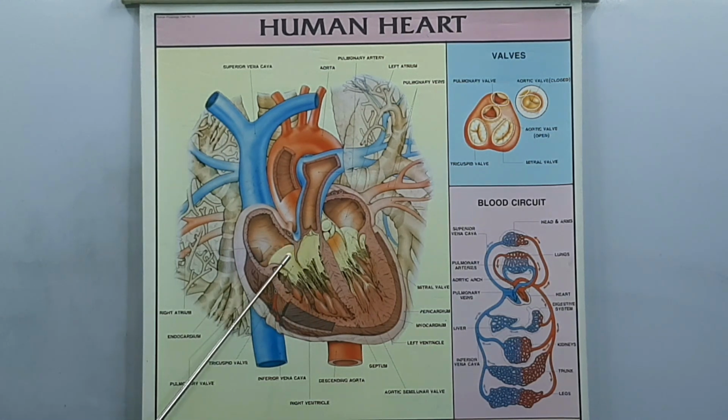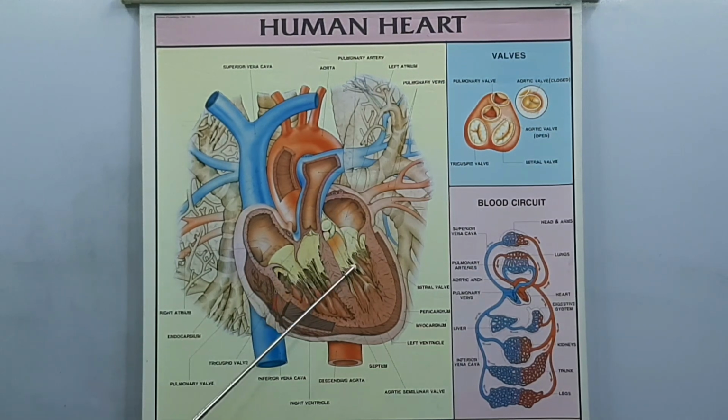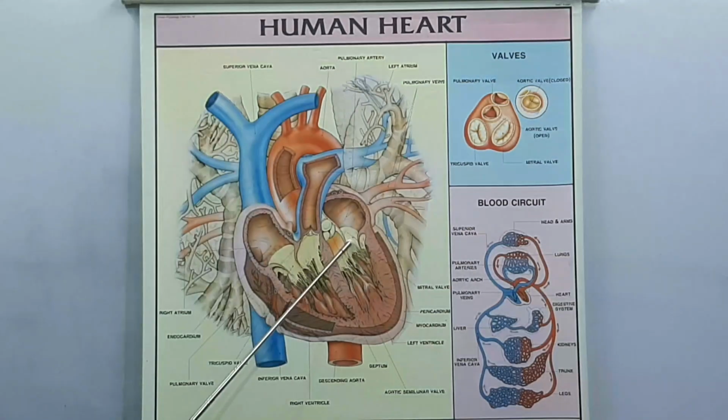Now about the valves. There are four valves present in our heart. Here, this one is the tricuspid valve. The tricuspid valve is located between the right auricle and right ventricle. That's why this valve is also known as the right atrioventricular valve. And between the left auricle and left ventricle, the valve is known as the bicuspid valve. It is also known as the left atrioventricular valve.